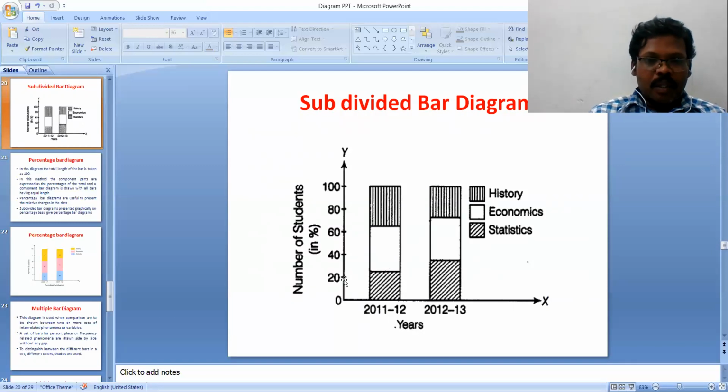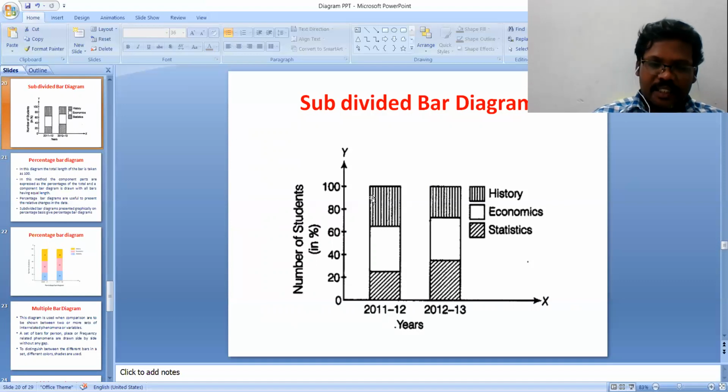Take for example, around 22 percent are statistics students. So this 60 of course is nothing but 40. So 40 students from economics. So 40% of students from history, 40 students from economics, and 20 students from statistics, total 100%. So like that we can use.